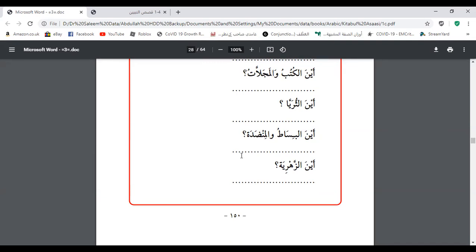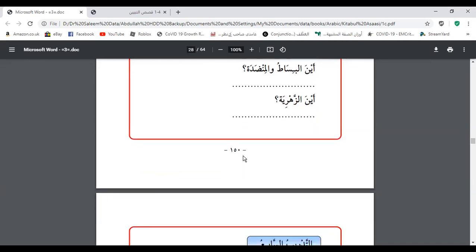But they must be on one side or the other. You can say أمام النافذة or تحت النافذة, under the window. Or in front of the window, or al-yameen, on the right side, or in the bab or by the door. Okay, depending on where it was. Aina Zahriya, where was the vase? فوق المنضدة, on that small table, side table.